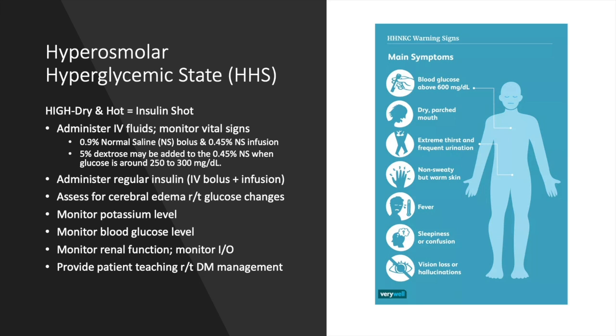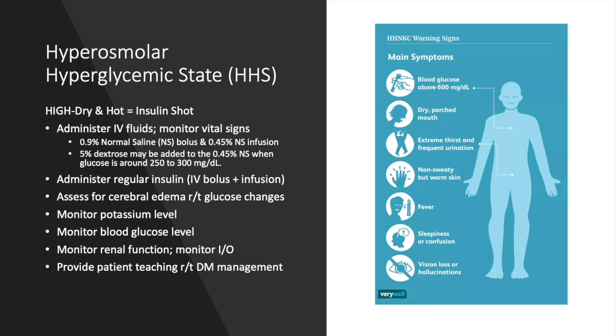One thing to help you remember treatment options in terms of endocrine disorders is when they're high, dry, and hot, it's time for an insulin shot. So high, dry, and hot, time for an insulin shot. And that's going to be in the instance where their blood sugar is entirely too high.